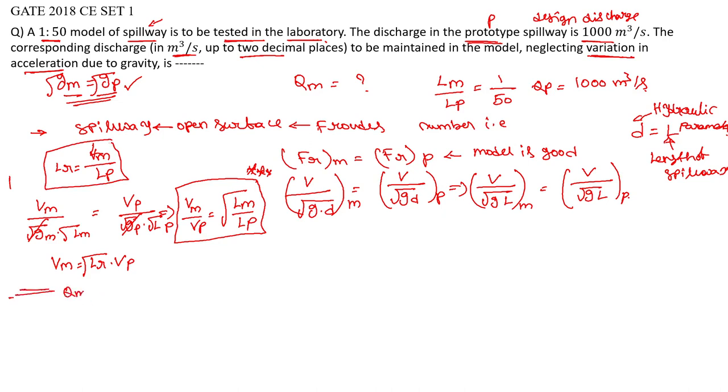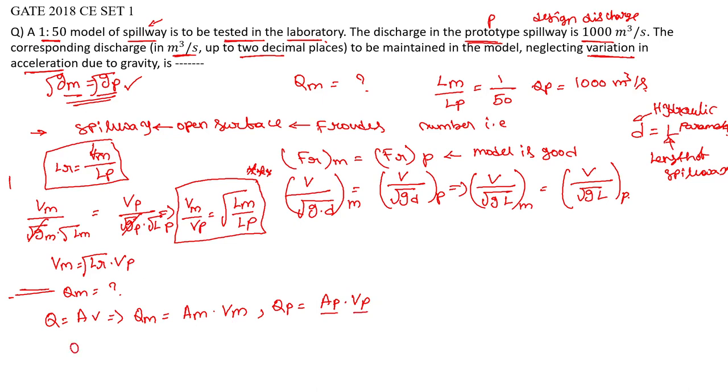Our interest is to estimate Qm. So what is the Q formula? Q equal to A into V. Let's say if I wanted to discuss in terms of M, then Q equal to AM into VM. If I want to write QP, then AP into VP. Like AP means area of prototype, VP means velocity in prototype.